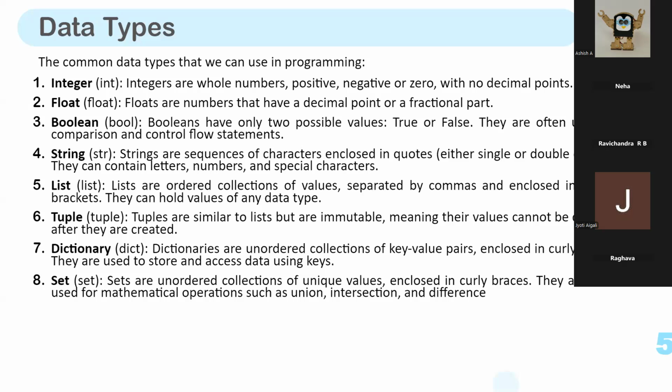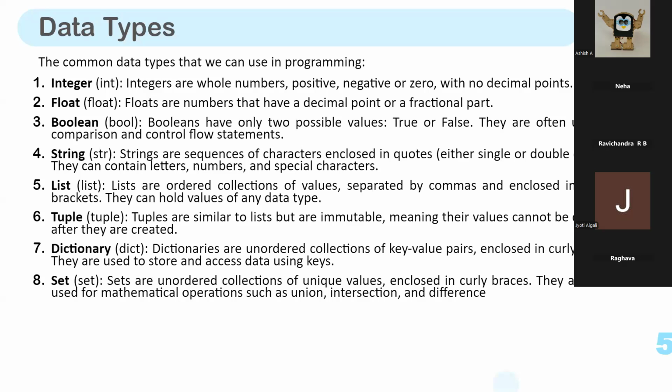Boolean. Booleans have only two possible values, true or false. They are often used for comparison and control flow statements, for example, whether a condition is true or false when we put on a condition. String, str. Strings are sequences of characters enclosed in quotes, either single or double quotes. They can contain letters, numbers, or special characters. So these strings are something that we will have in double quotes. Whatever is put inside this will directly come as output.